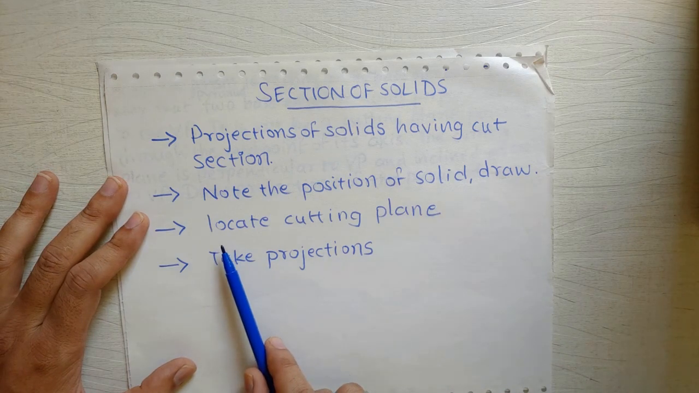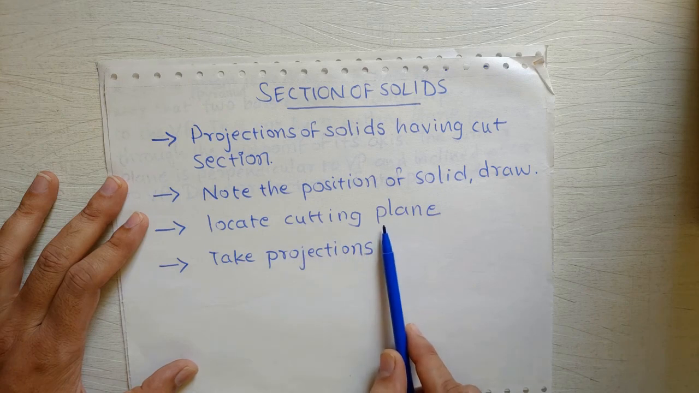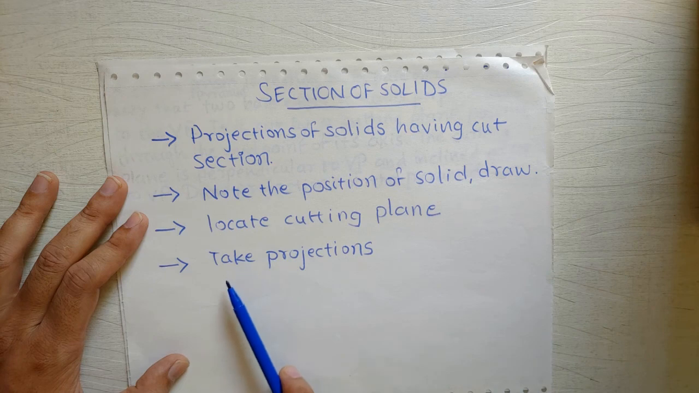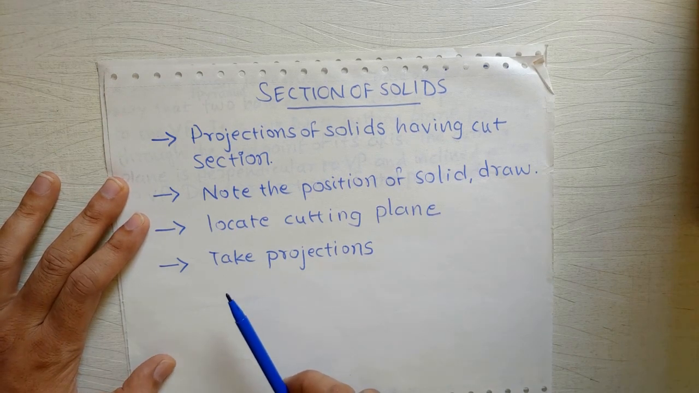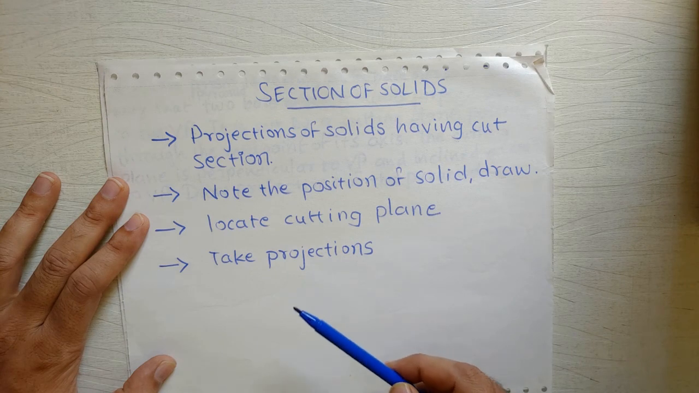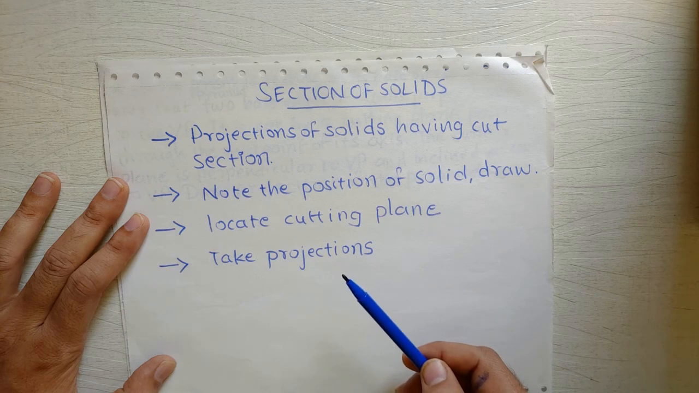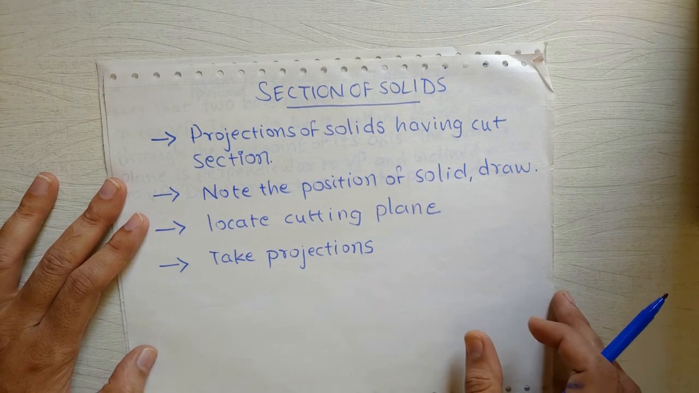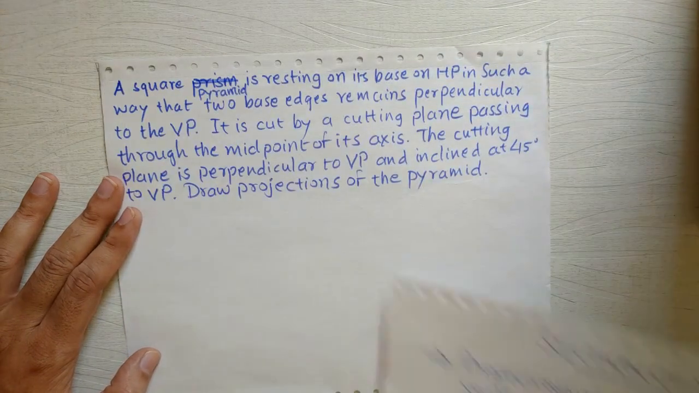Next, from the problem statement we have to identify the position of the cutting plane. So we will locate it and then we have to take projections from the required points which will give us the cut section. In any one or two views of the solid we will be able to see the section also, right? So let's try to understand this by a simple example.